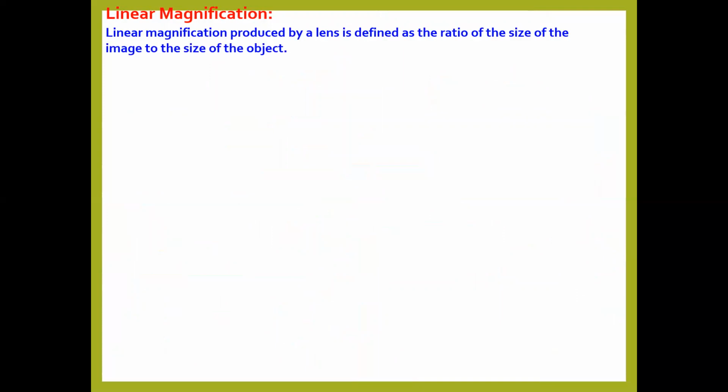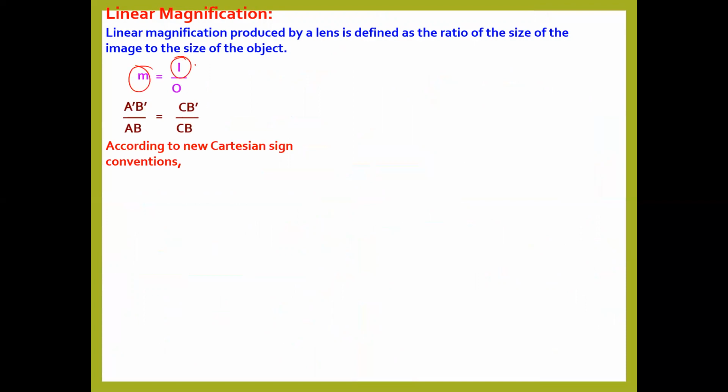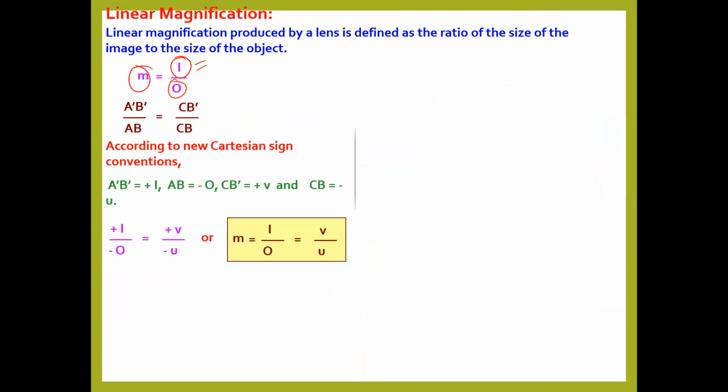Now we will discuss the linear magnification due to a lens. What is the linear magnification produced by a lens? It is defined as the ratio of the size of the image to the size of the object. So the linear magnification M is defined as the size of the image divided by the size of the object. After doing those things in the equation that we have discussed earlier, M will come to be V by U.